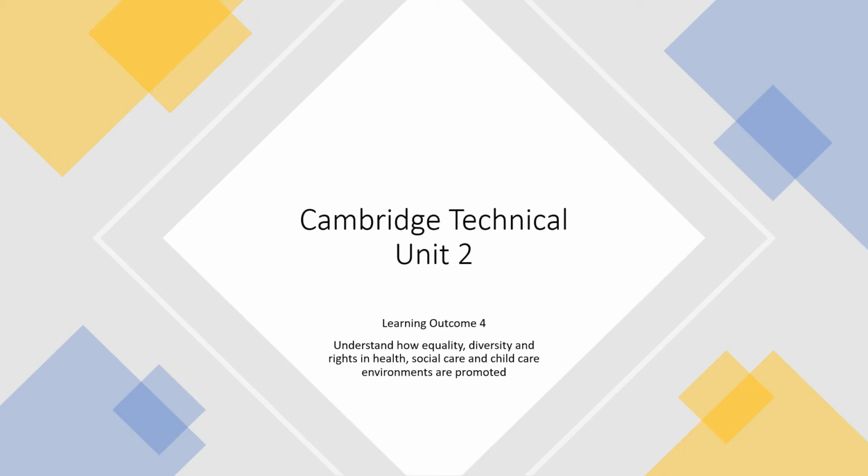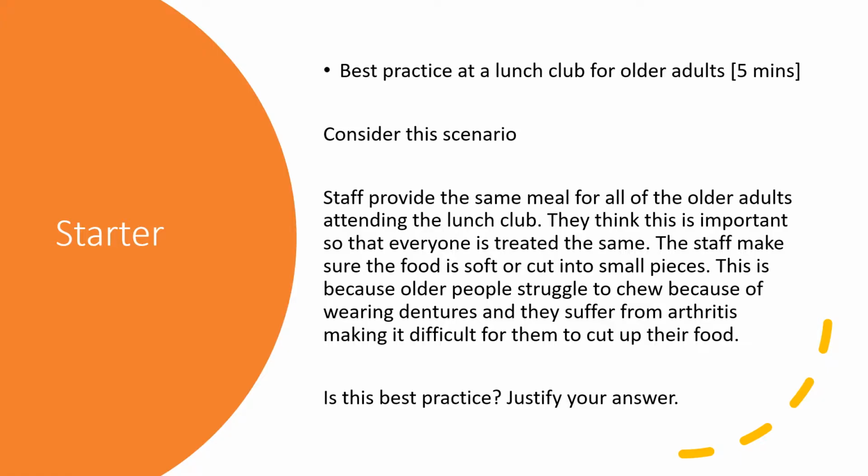Cambridge Technical Unit 2 Learning Outcome 4. Here is a starter exercise for the beginning of the lesson. It's about best practice at a lunch club for older adults.